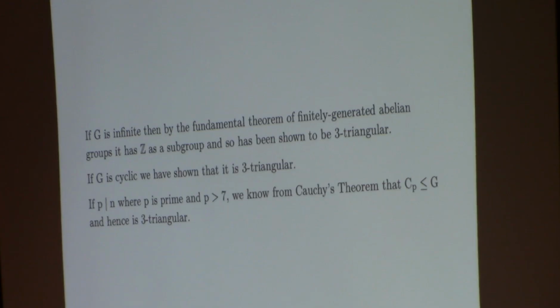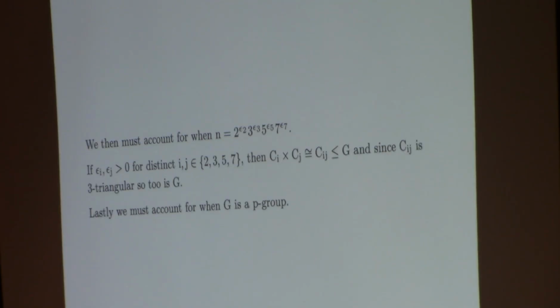Anyway. And so we have that if it's cyclic, we already know that it's 3 triangular. If we got a prime larger than 7 that divides it, then for any prime divisor of a group, there's going to be a subgroup of that order by Cauchy's theorem. And so if you got one bigger than 7, starting at 11 here, that'd be C11 as a subgroup, which we just showed was 3 triangular as well.